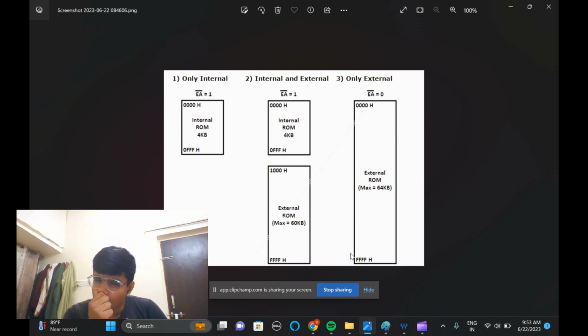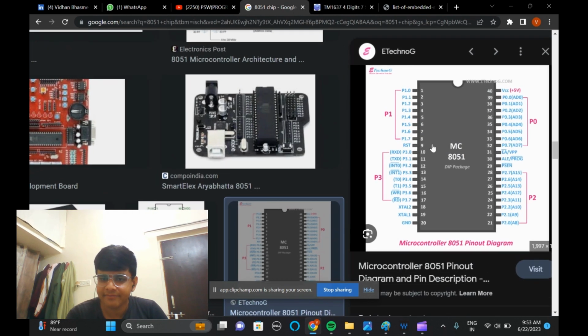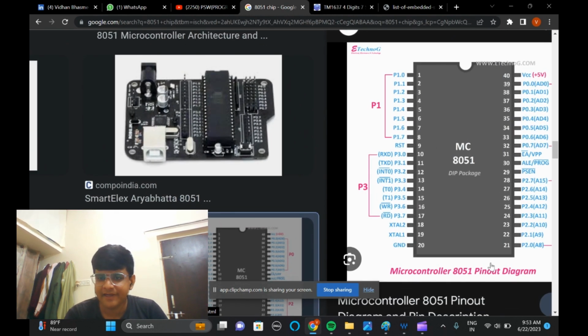Before coming to ROM, have you ever seen this EA bar in my last videos? You might be guessing that yes, I have explained it in the pin diagram of 8051. I know you have forgotten that, so I have already made it here. See, this is the pin diagram of 8051.